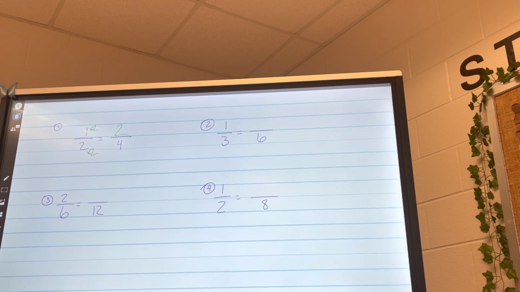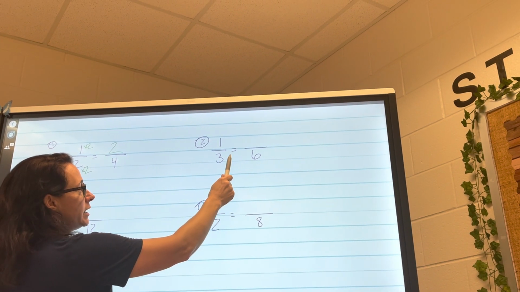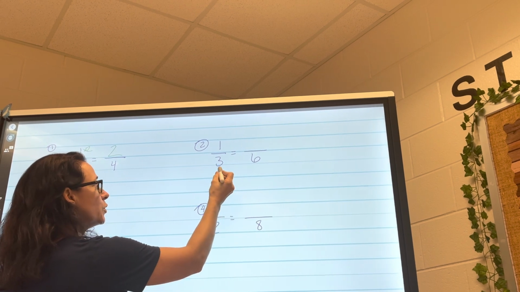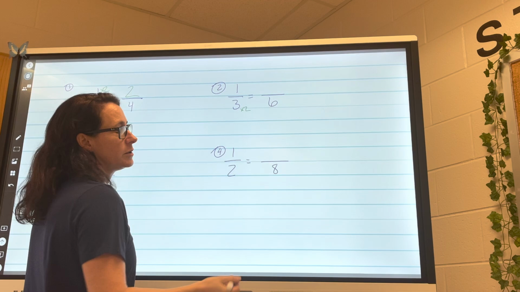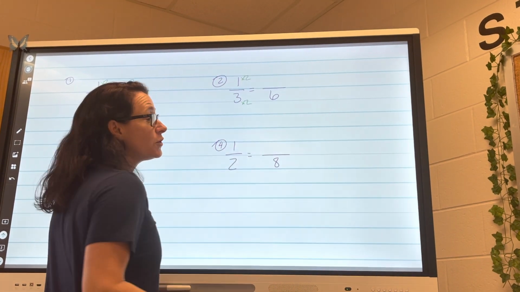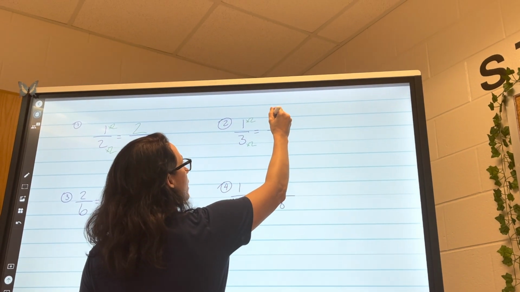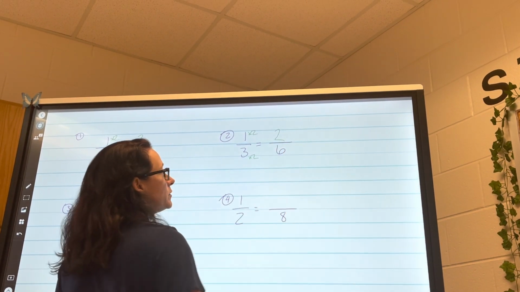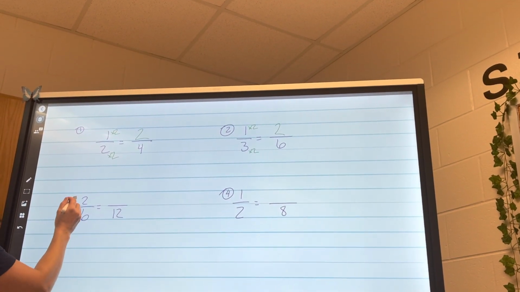Number 2, my denominator changed from 3 to 6. What do you multiply 3 by to get 6? Well, you multiply it by 2. Whatever you do to your denominator, you have to do to your numerator. If you don't do that, you're not going to create equivalency. You're not going to create the same problem or the same amount.